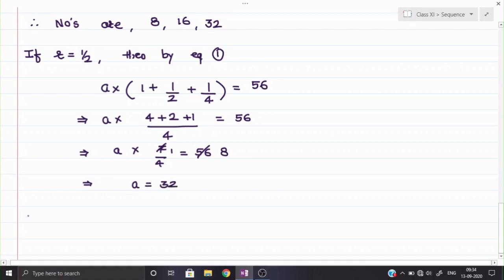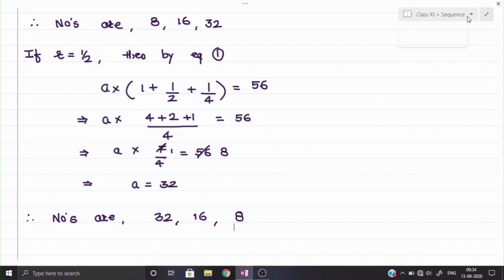So we can say that therefore our numbers are, once we are going to find out the numbers, I think they are coming in the reverse order. See, if I put the value of a as 32, then ar means 32 into 1 by 2, that will become 16, and 32 into 1 by 4, that will be 8. So observe, the numbers are coming in the reverse order. However, the numbers are the same only. Okay, let us see the next question now.